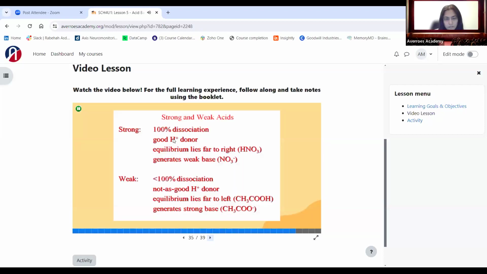Strong acids have 100% dissociation, are good H plus donors, and the equilibrium lies far to the right, and it generates a weak base. In contrast, a weak acid is less than 100% dissociation. It's not as good of an H plus donor. The equilibrium lies far to the left, but it generates a strong base.